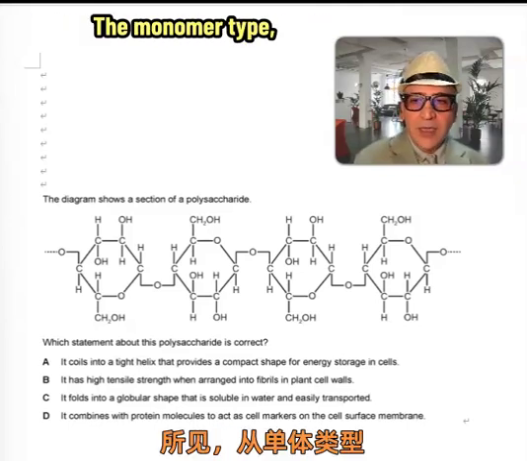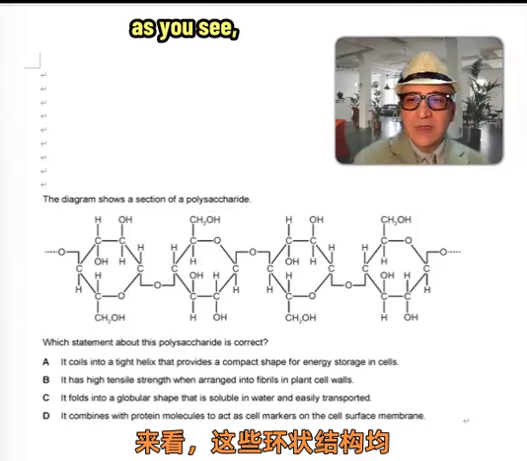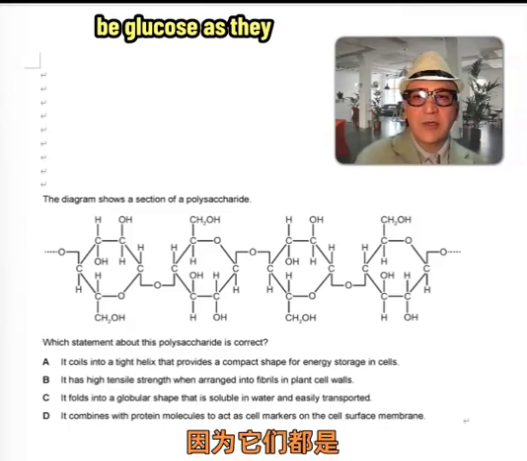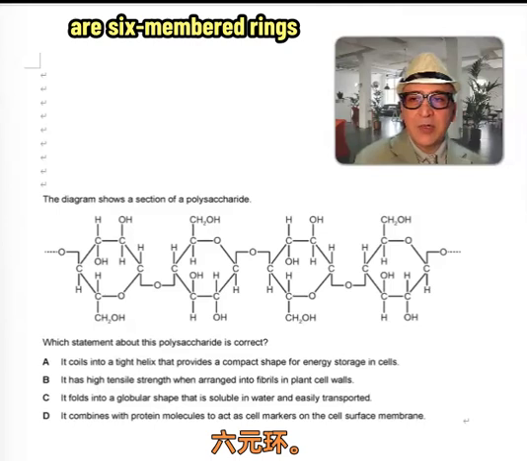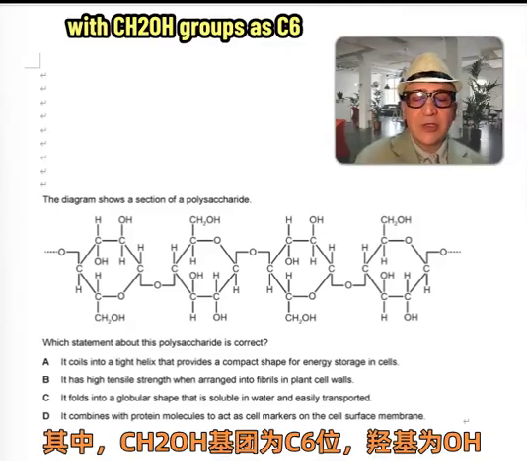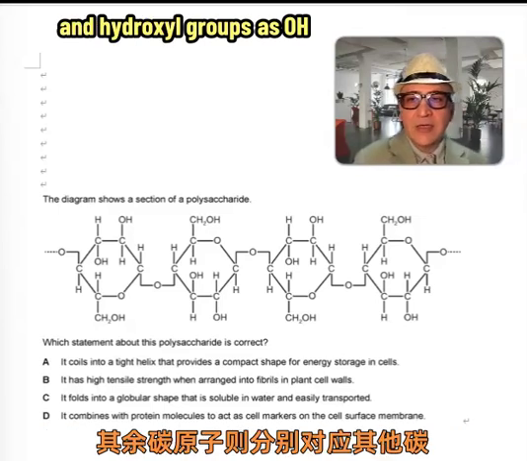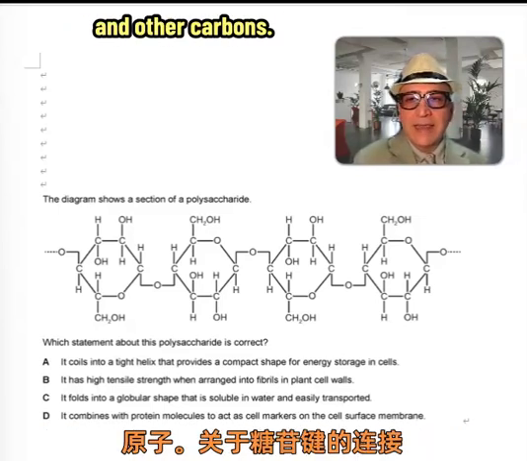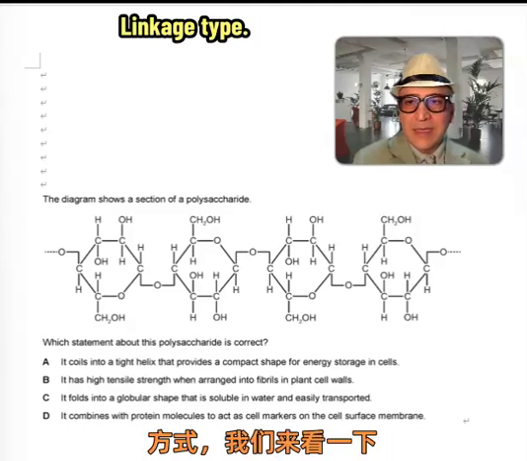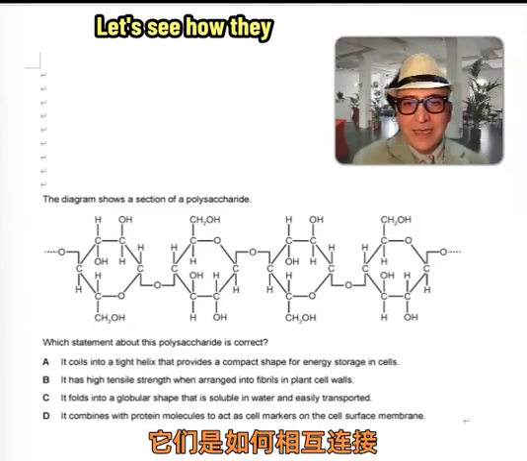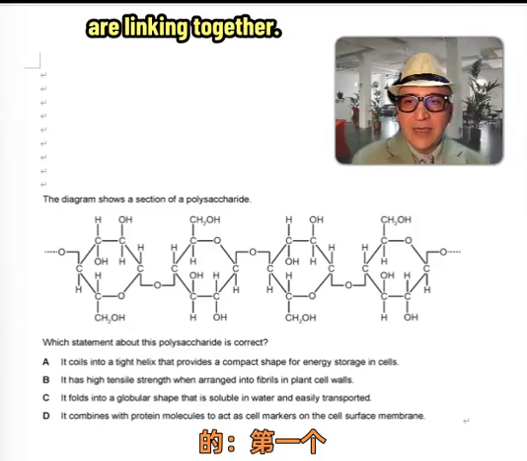The monomer type, as you see, the rings appear to be glucose as they are six-membered rings with CH2OH groups as C6 and hydroxyl groups as OH on the other carbons. Linkage type. Let's see how they are linking together.